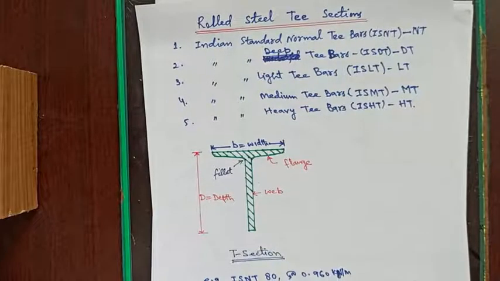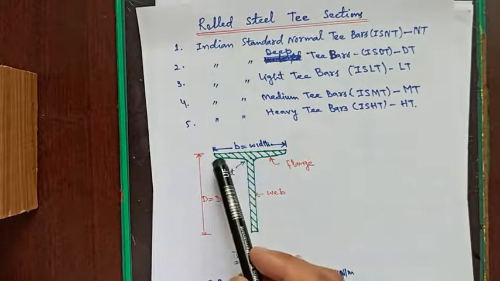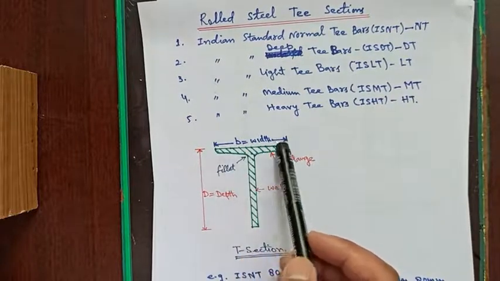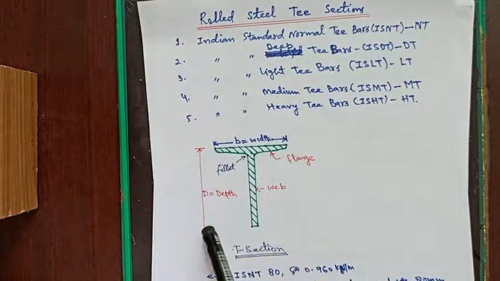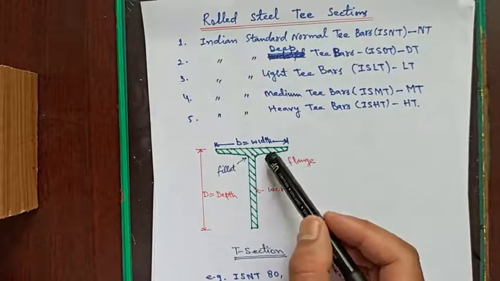The T section is shown in the figure. It resembles the letter T. So this is B, that is the width of the section, and this is D, the total depth of the section. And this is the flange, this is the web.